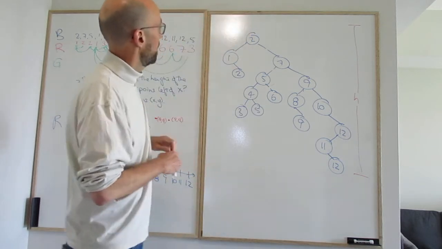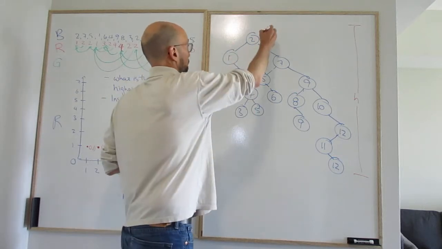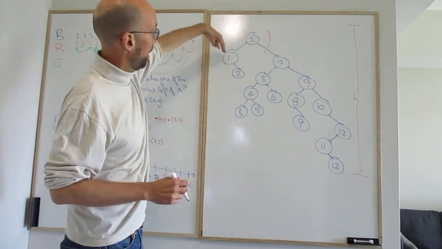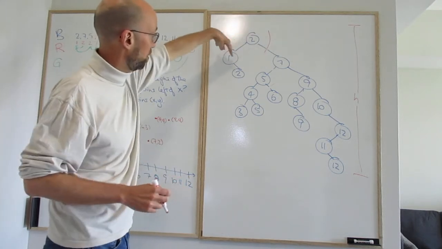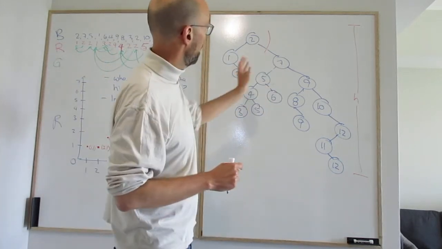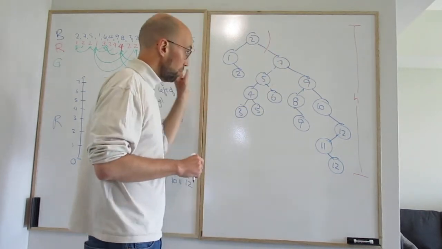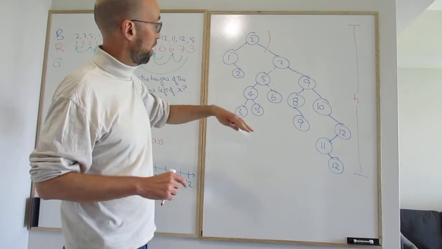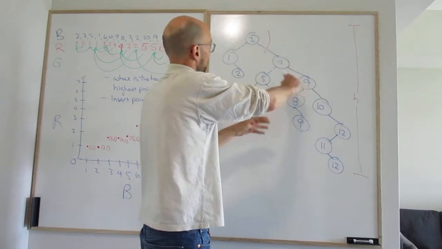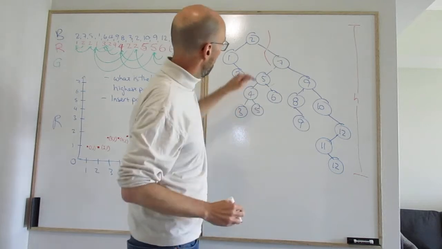Well, 2 is smaller than 5. So everything over here is smaller than 5. 2 and everything to the left of 2 is smaller than 5. 7 is bigger than 5. So this 7 and everything in its right subtree are bigger than 5. So we don't want any of this, we don't want any of this. Now, but we don't know about this.